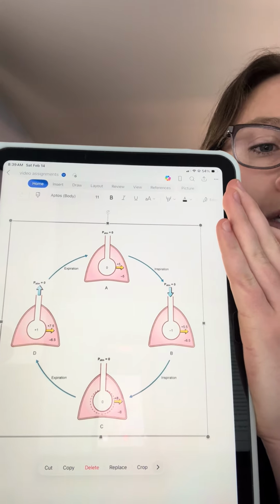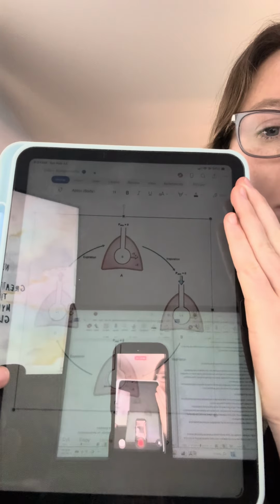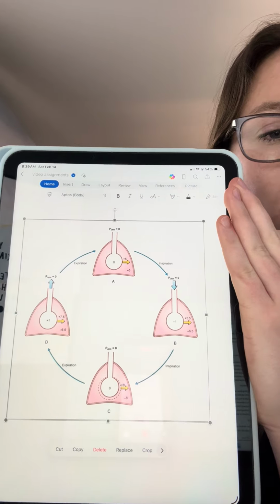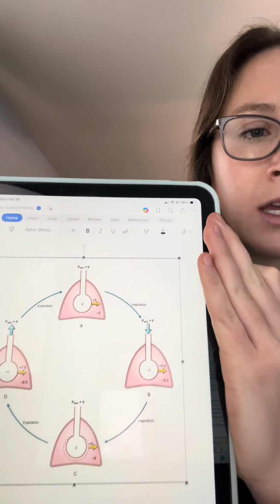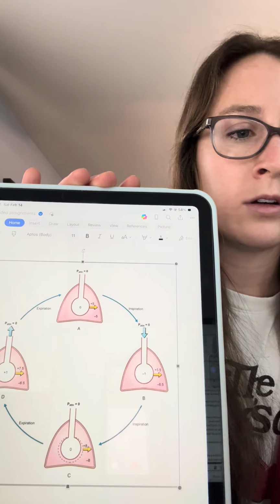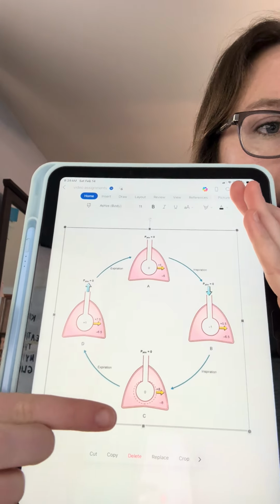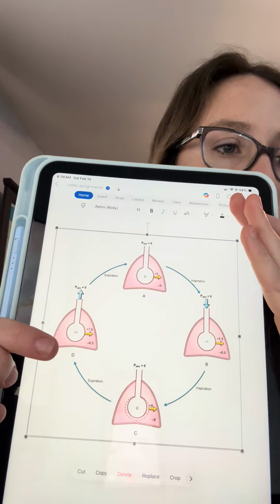At C, the volume is equal to our tidal volume, which is the volume of air ventilated in normal breathing. So now we are going from D to A, and this is where we have expiration.